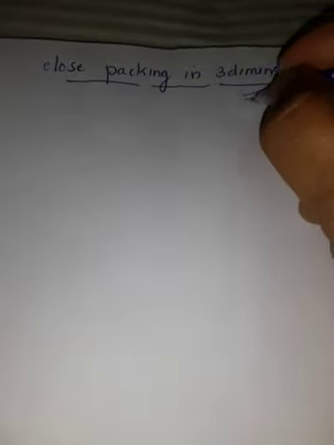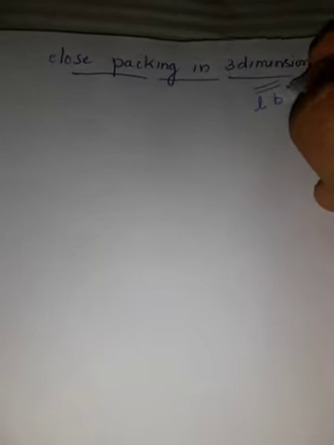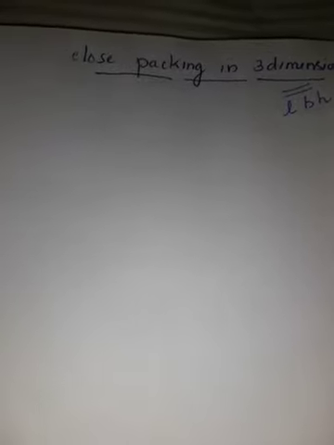Today we are going to learn about close packing in 3 dimension. 3 dimension means length, breadth, height. In the last videos we have learned how the atoms are placed in 1 dimension and 2 dimension. In 2 dimension we have seen two types of packing.